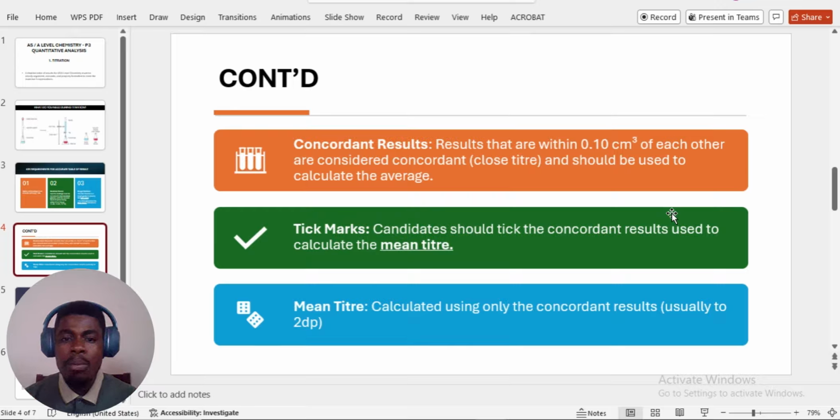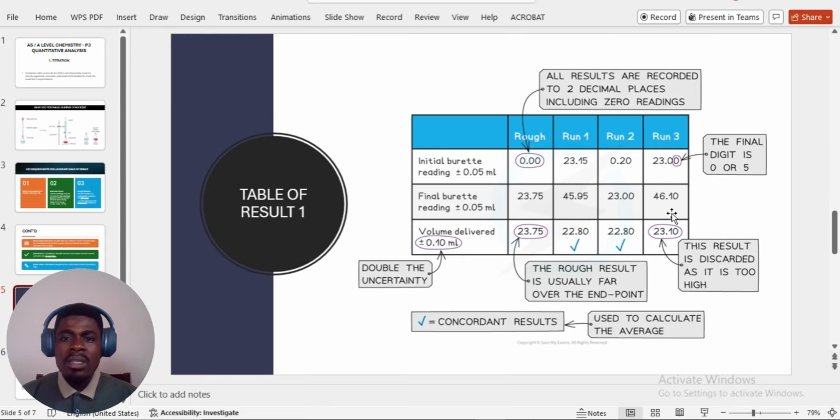The mean titer is basically picking those values which are concordant, adding them, then you divide by the number that you added. If it is two, you just divide by 2. If it is three experiments, you divide by 3. These are a couple of tables of results that we have. A rough titer is also there. Experiment 1 is there, experiment 2 is there, and experiment 3 is also there.